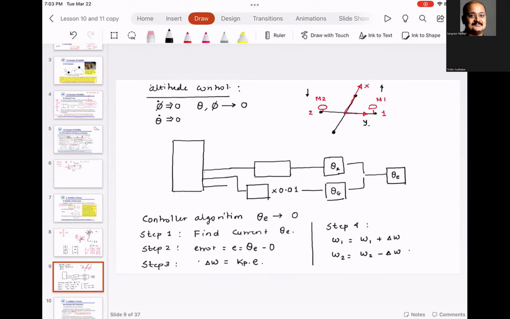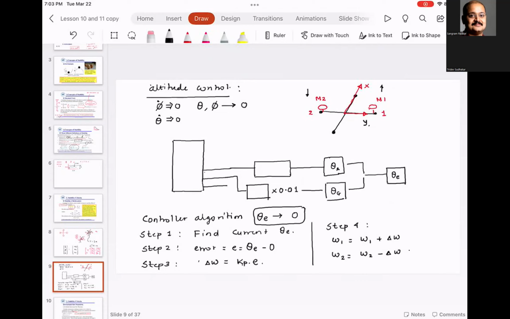And why is it called inner loop? Because please understand, the controller algorithm will continue to do this till theta E is equal to 0. Till theta E is equal to 0, go to step 1. So this is what the loop would look like. If theta E is not 0, step 1, find current theta E. Step 2, find error. Step 3, proportional to error, increase the speed of one motor and decrease the speed of another motor. Everyone understood this? Simple, right?